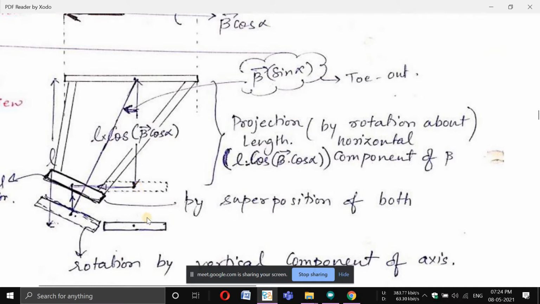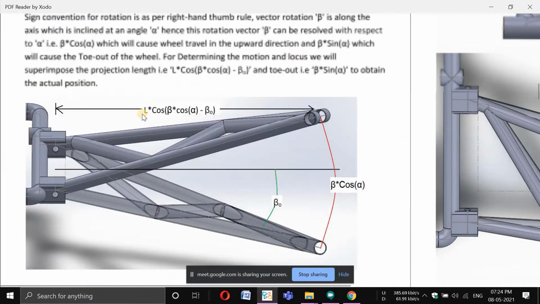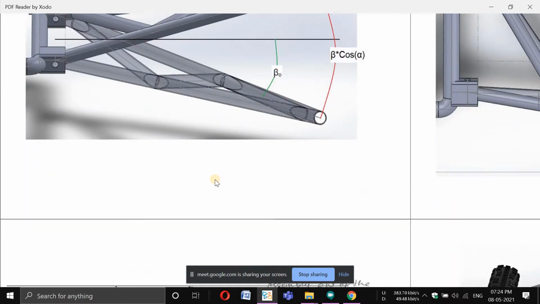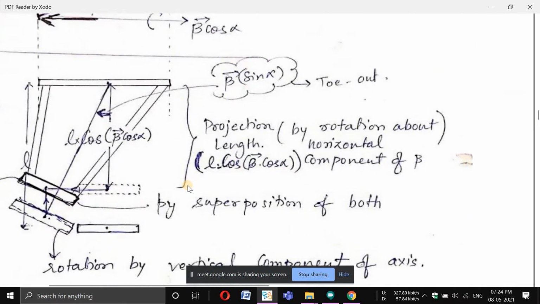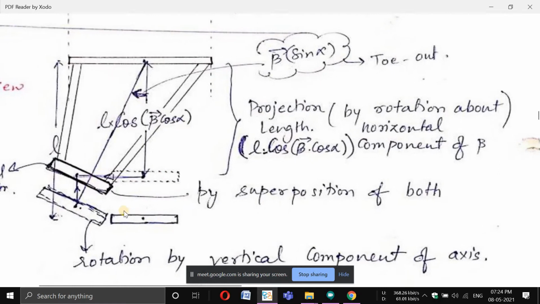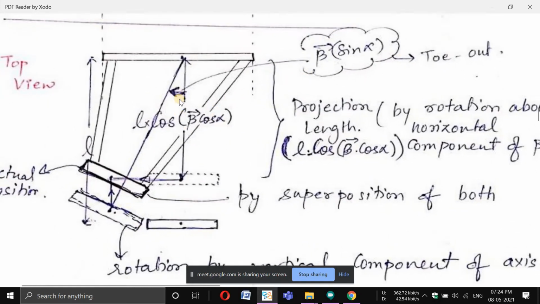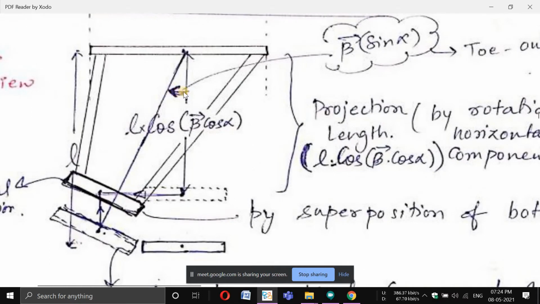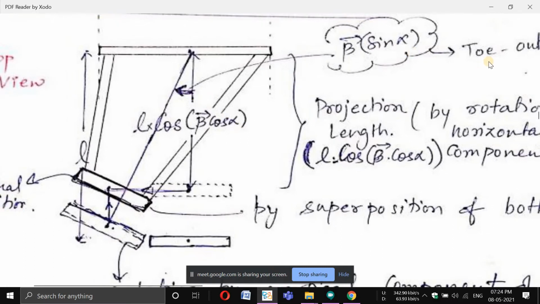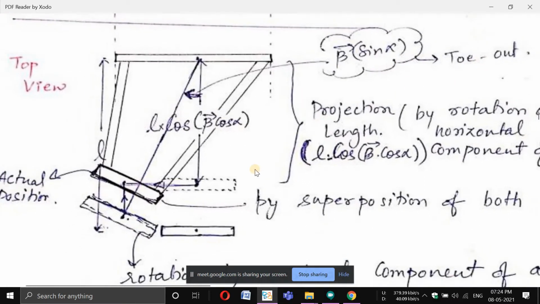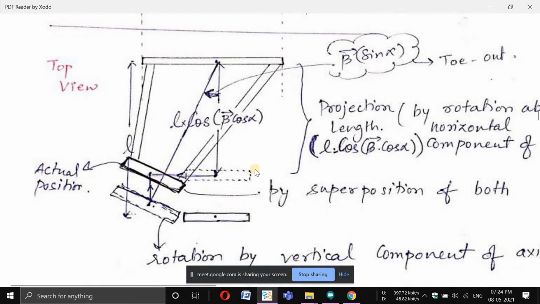Okay, so I have projected its length L. L is the length of the H arm, which is shown here, and I have projected it and superposed the component of beta sin alpha, sir. This angle is the component of beta, which is beta sin alpha. This angle gives the toe out, that is how much the right wheel is turning outwards.